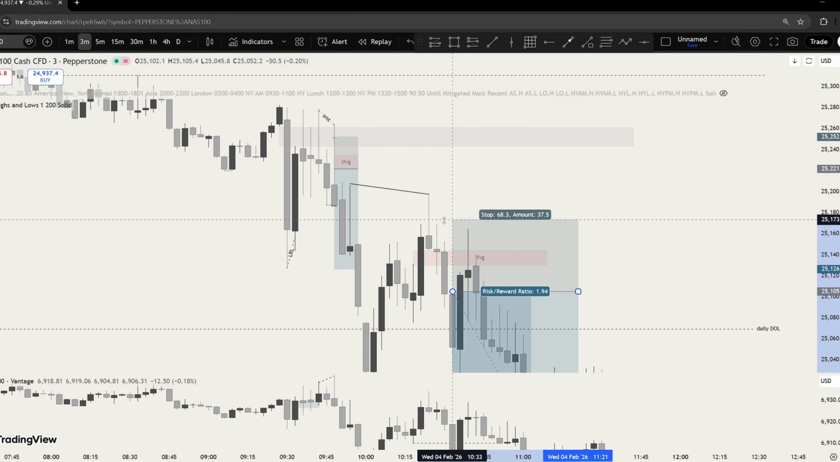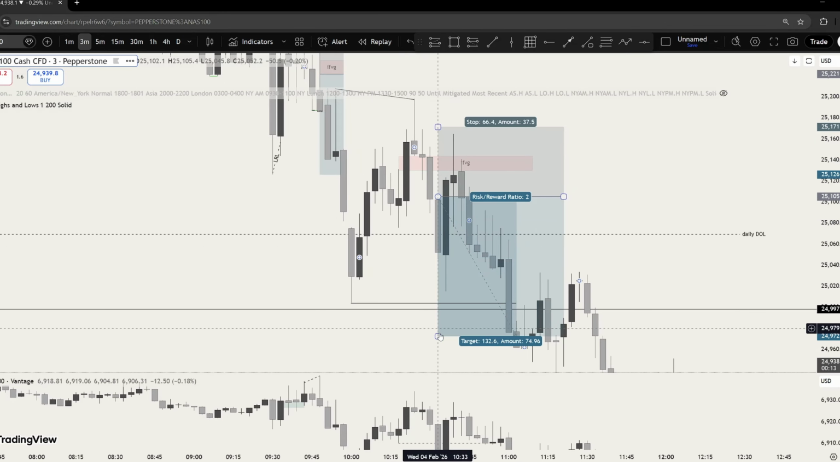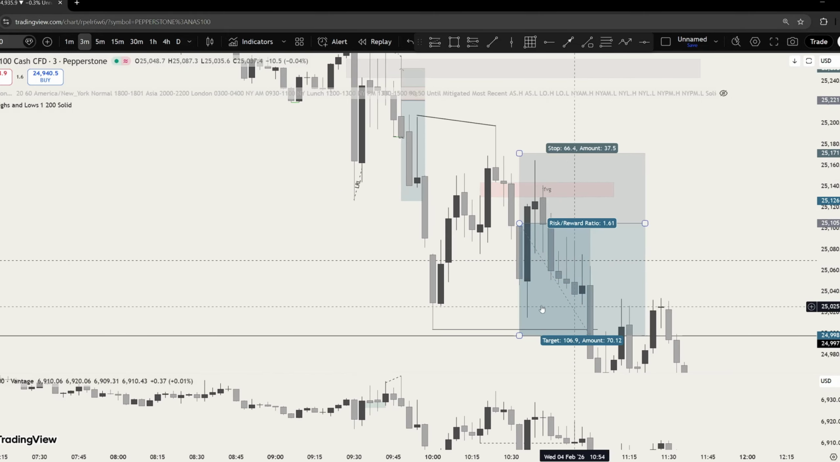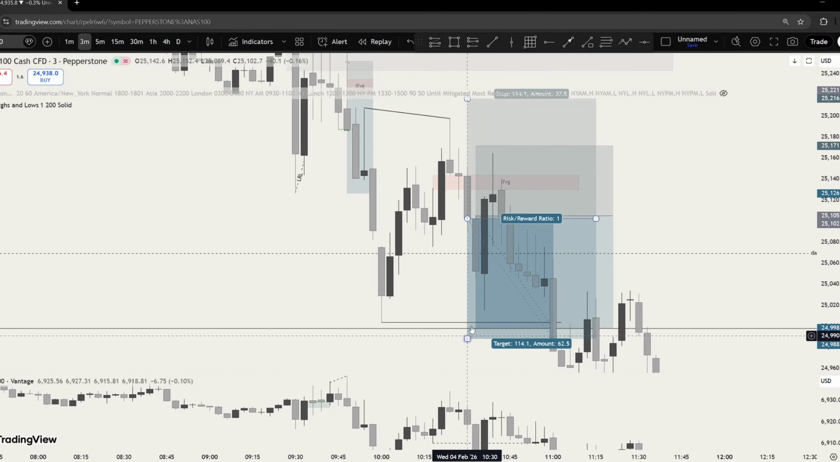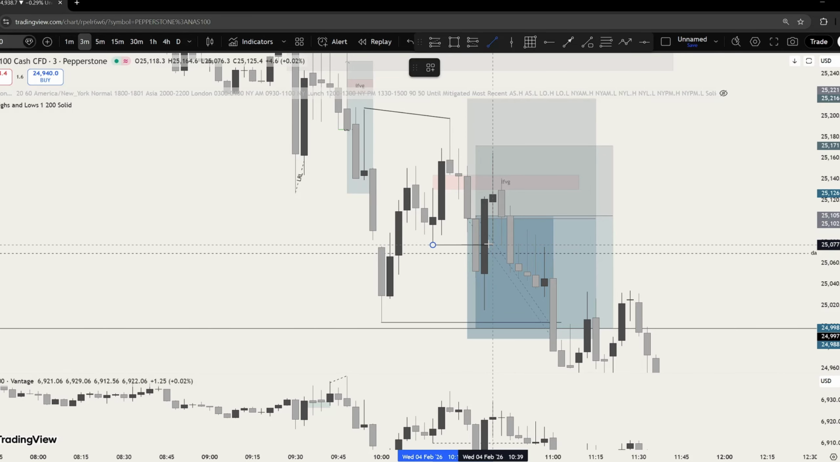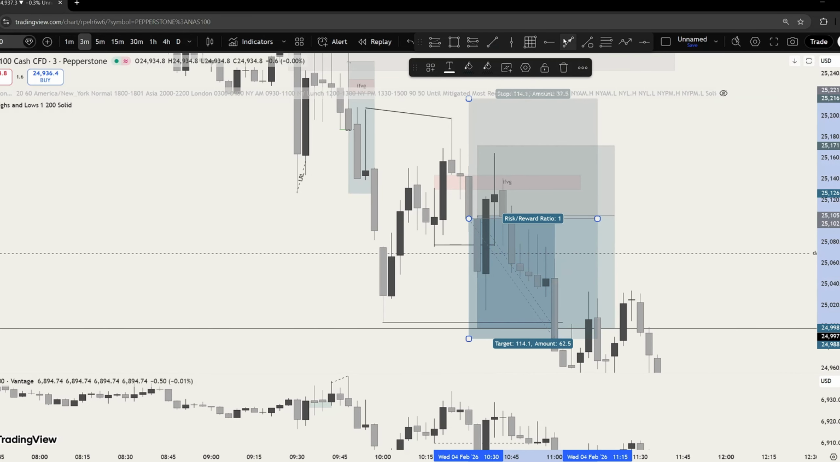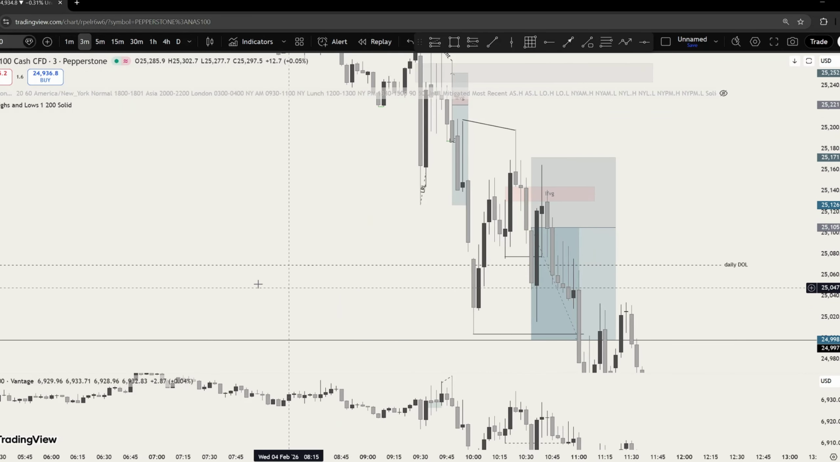My stop loss was above this and targeted this 4-hour low over here. Some took profit over here, and then they went BE after it took out this low. Yeah, I think it's still a good trade if you ask me. Yeah, that's all for the day.